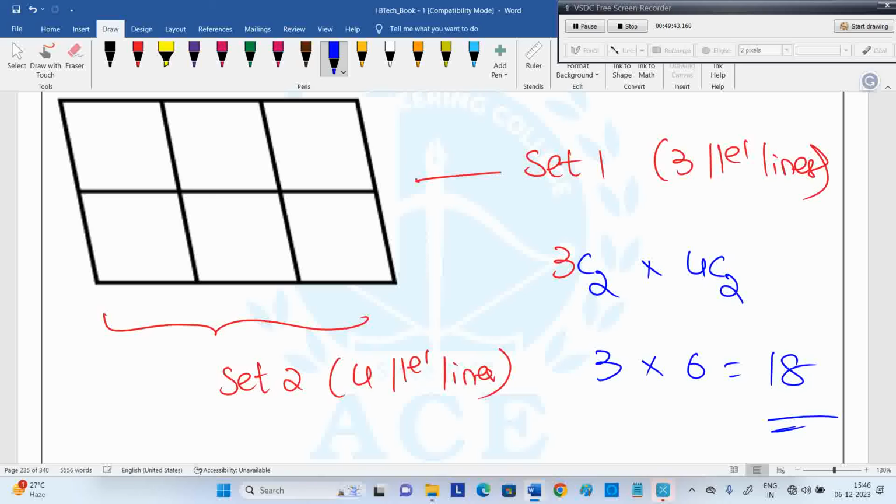If you have a doubt, what we can do? We mark A, B, C, D, E, F like this. Then you try 1 combination, 2 combination, 3 combination, everything you need to try, and finally you can check it out. Total 18 is there. 18 parallelograms here. This is where the shortcut is helping us, similar to the rectangles concept.